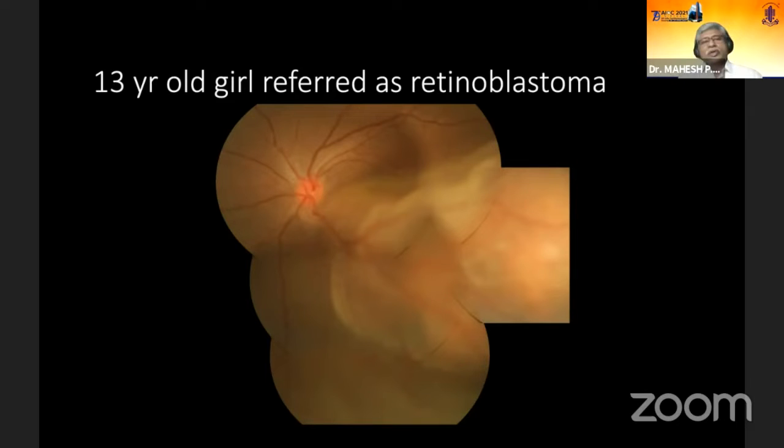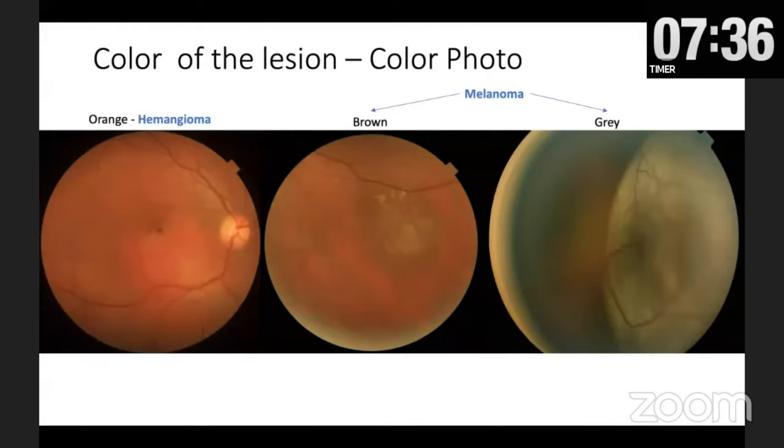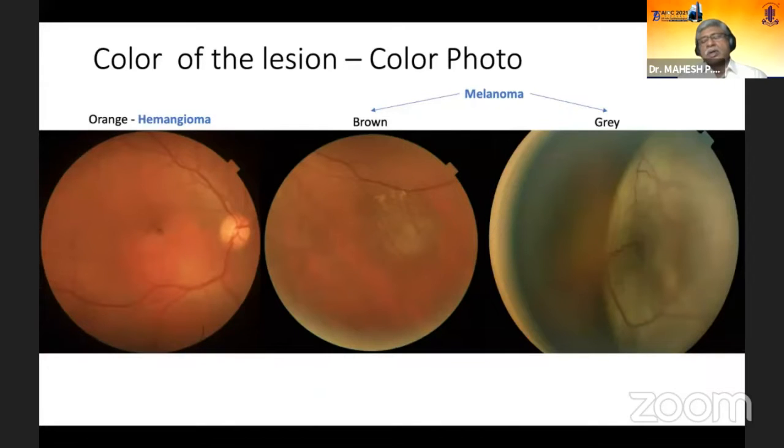So this is a 13-year-old child who was referred as retinoblastoma. When we look at it, we see a mass lesion with what looks orange and different colors. So is this indeed retinoblastoma, and how can imaging help us in differentiating different tumors, particularly choroidal tumors, is the essence of this talk. It need not be high-end technology like OCT and OCTA, but a color photograph itself is pretty much diagnostic in many of these lesions, particularly of the choroid.